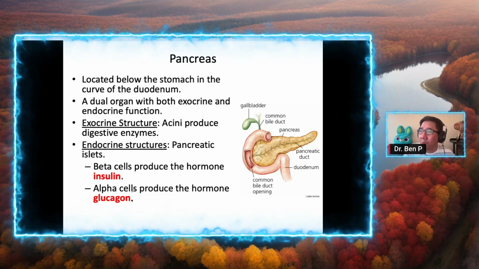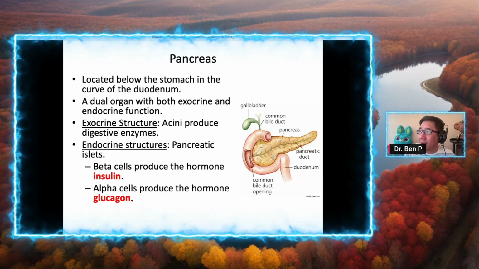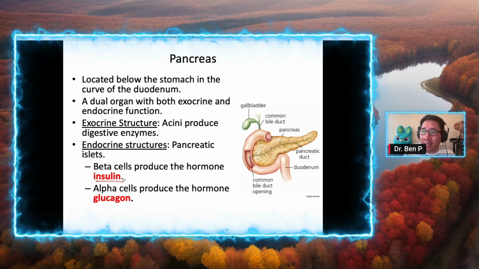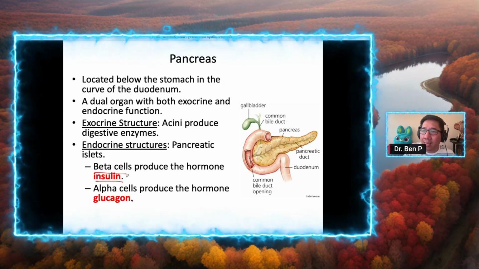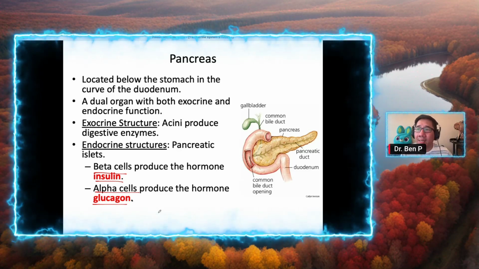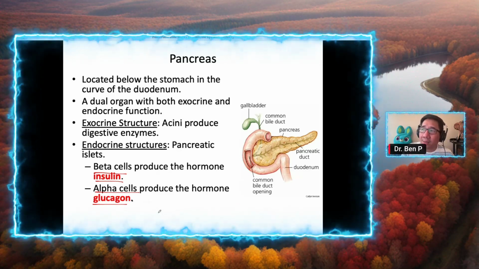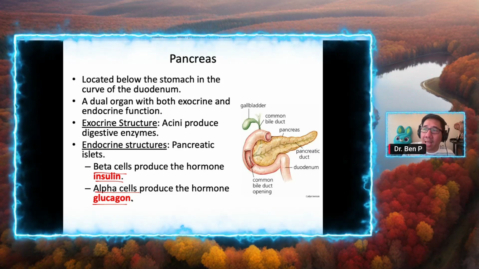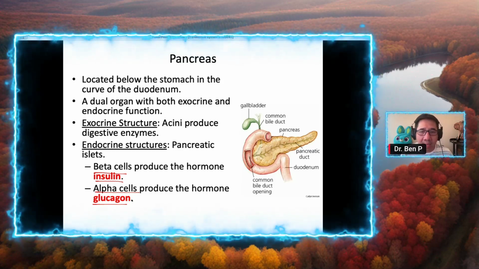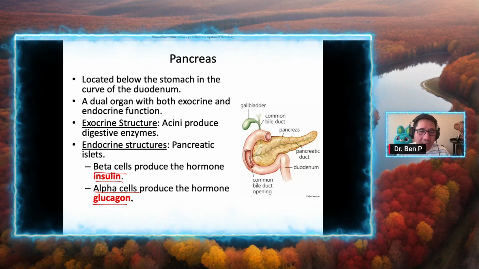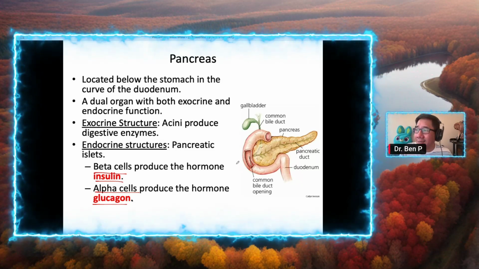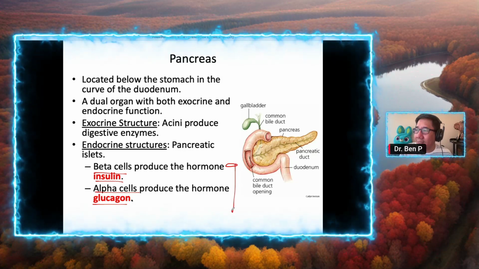Okay. Your pancreas, right here is your pancreas. Your pancreas produces a hormone called insulin from the beta cells, and the alpha cells produce glucagon. Okay, the pancreas does a couple of things. It does endocrine and exocrine. We're going to talk about exocrine later on during the digestive system, but for the endocrine system, it produces these two hormones.